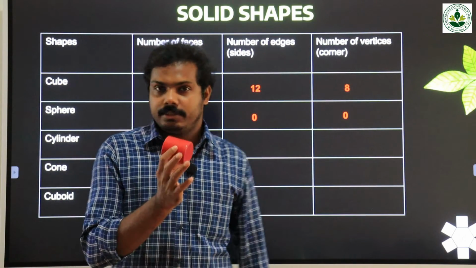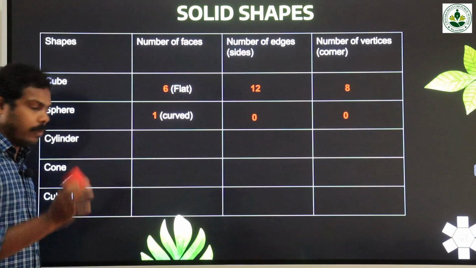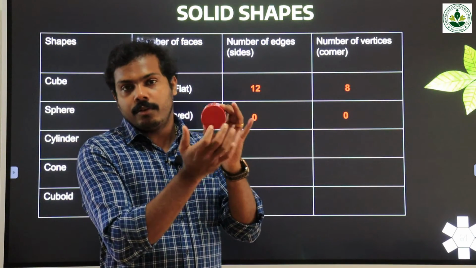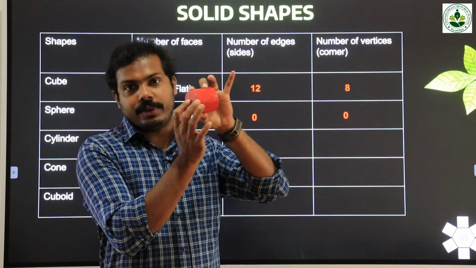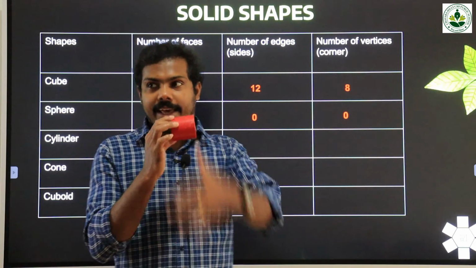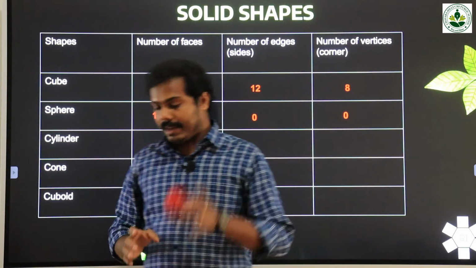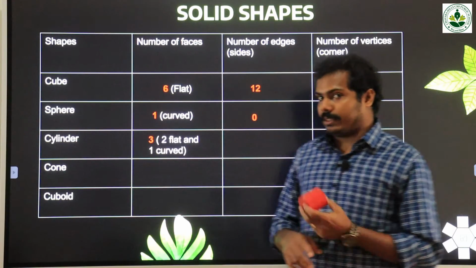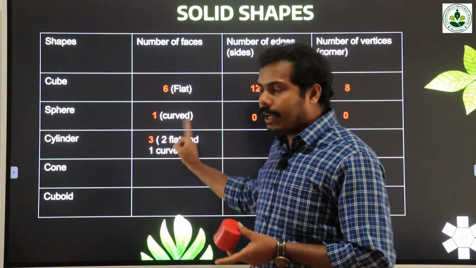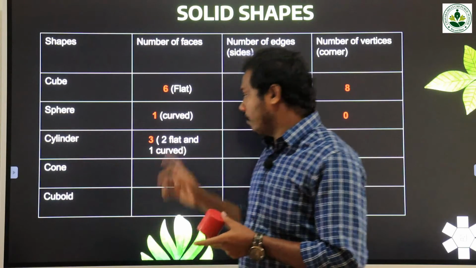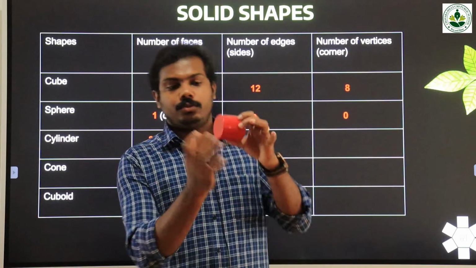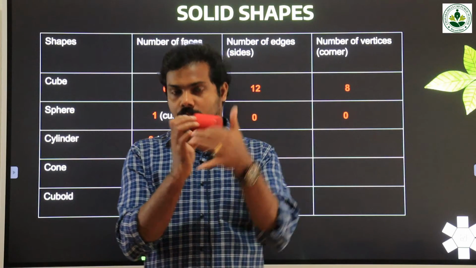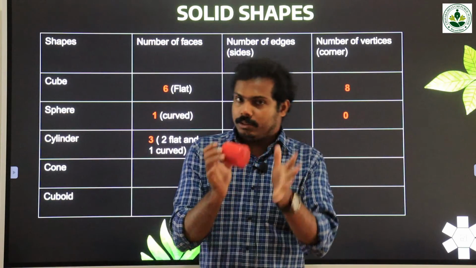Number of faces. First one is number of faces. Here we can see 2 flat faces and 1 curved face in a cylinder. Total number of faces is 3. In that, 2 are flat and 1 is curved. 2 flat faces and 1 curved face. Total number of faces is 3.